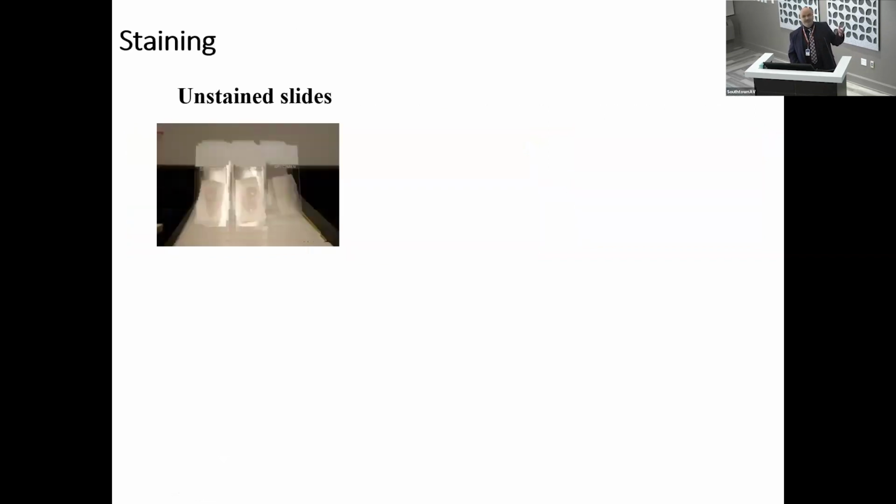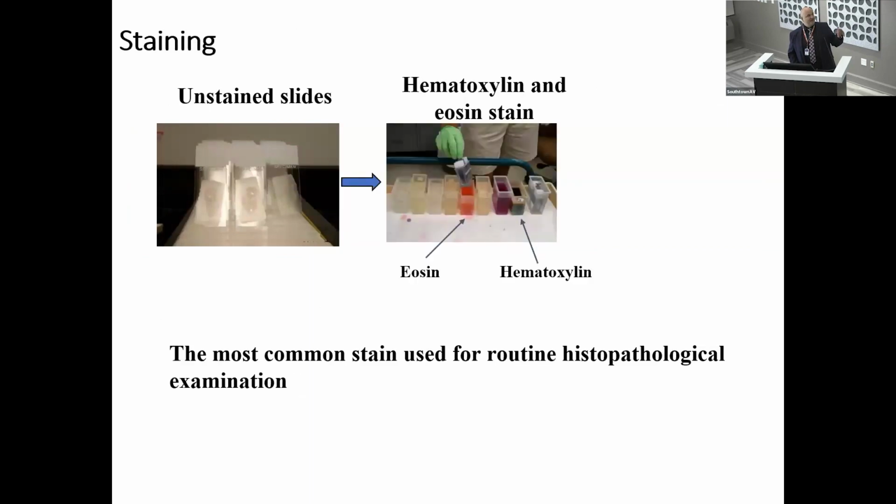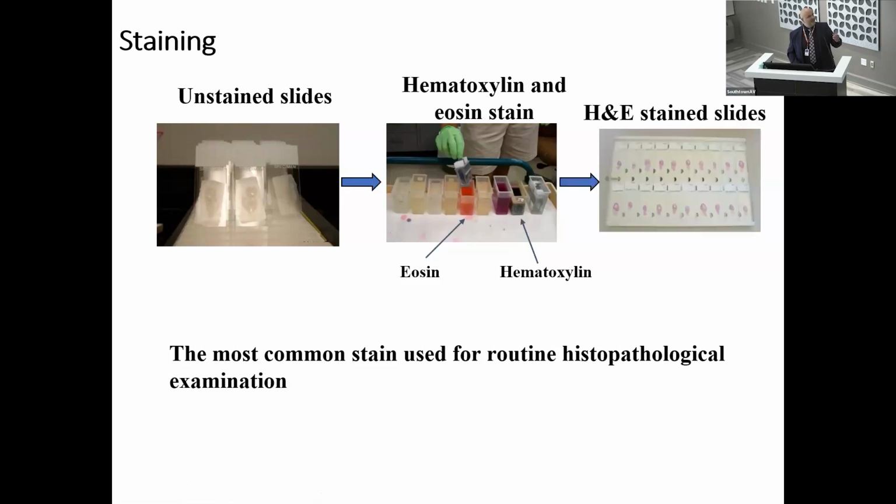Now, these are transparent, so you can't see anything on them, so you need to color them. We use a stainer. It's pretty much the same as how you dye your clothes. You put the tissue through various stains. The ones that we use are eosin, which is pink, and hematoxylin, which is purple. So it's going to be a pink-purple color. Then you end up with these slides that are now colored, so you can see what's going on.